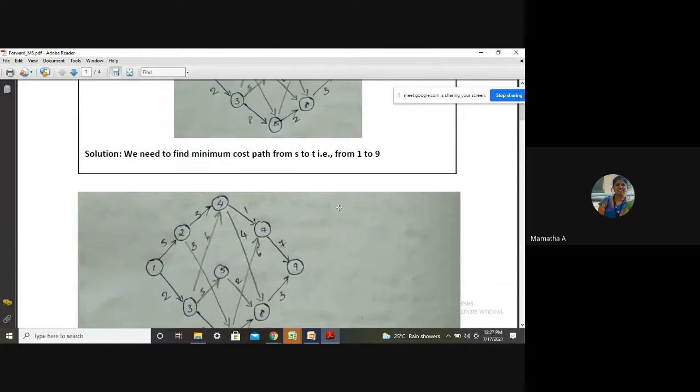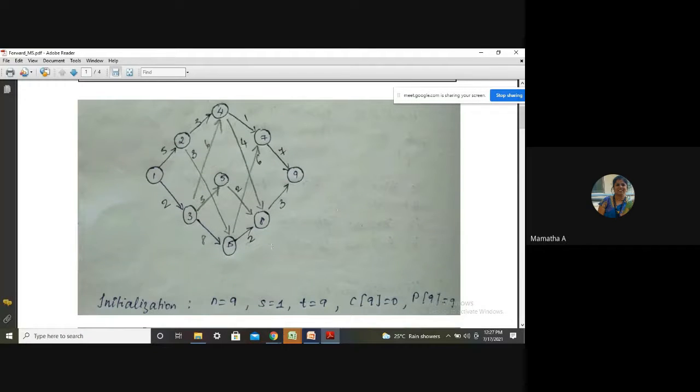So I have to do some initialization. I can now see n. What is n? The number of vertices. n is equal to 9, S is 1 and T is 9. And you can see the graph is divided here into 5 stages. You can see it's a multi-stage graph. Very simple as it is.